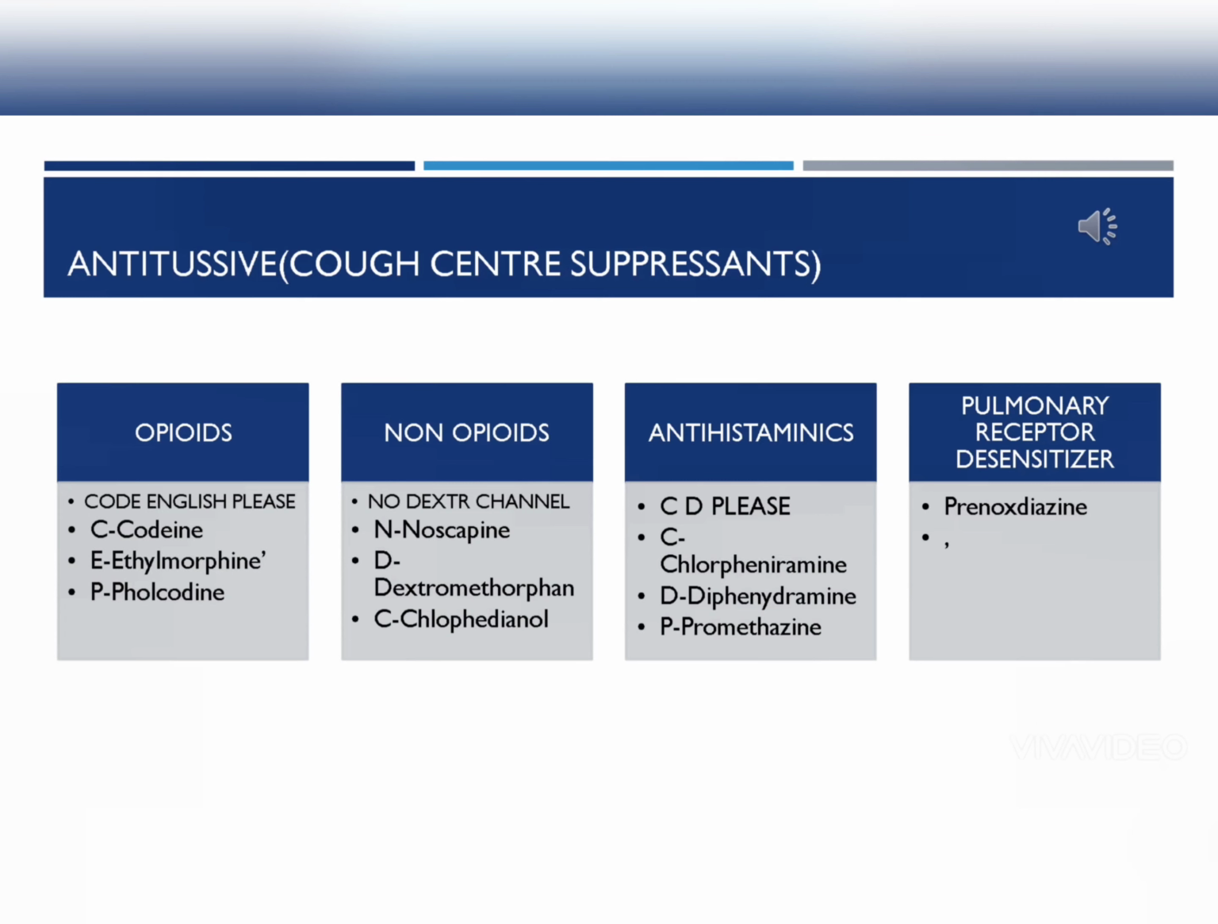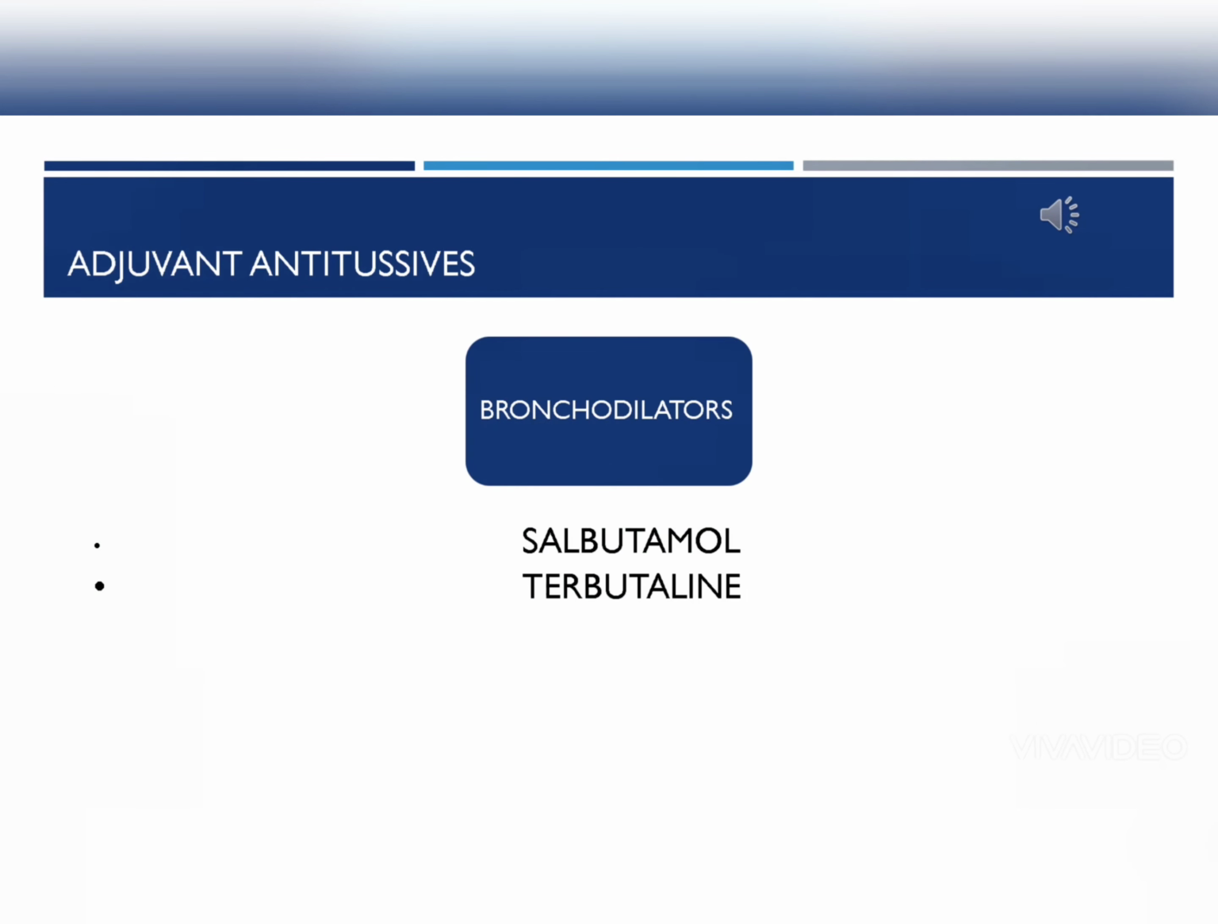Non-opioids mnemonic drug will be no Dexter chanel. N for noscapine, D for dextromethorphan, C for clofedanol. Antihistaminics. The mnemonic drug for antihistaminics will be CD please. C for chlorpheniramine, D for diphenhydramine, P for promethazine. Pulmonary receptor desensitizer, prenoxdiazine.